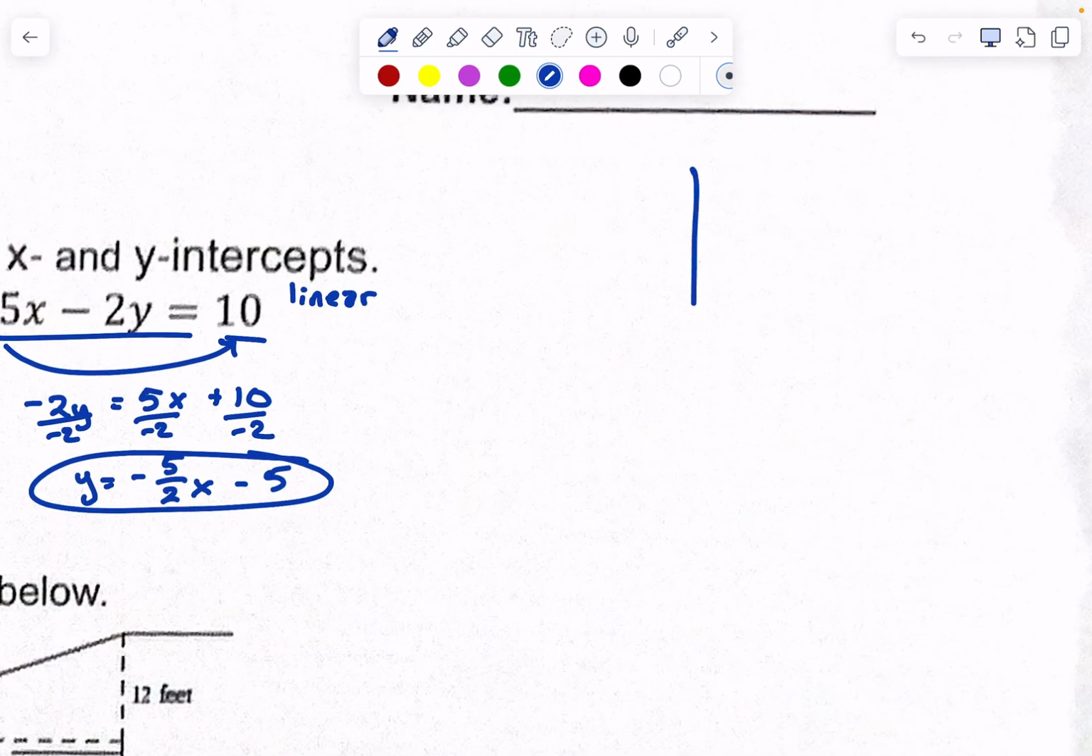Okay. Graph. I'm not graphing that. Wait, what? Can I borrow? I'm sorry, that's a linear function. I have 20. I need a 10.